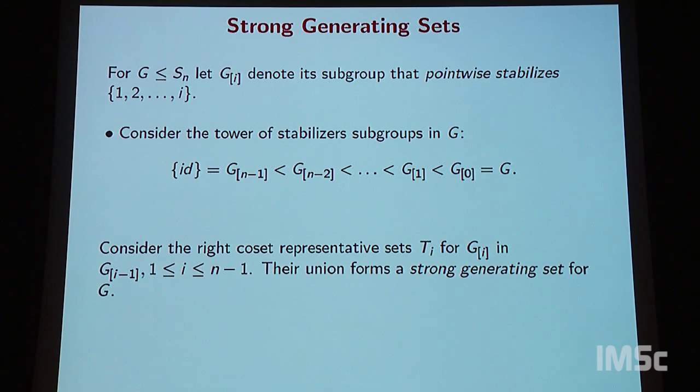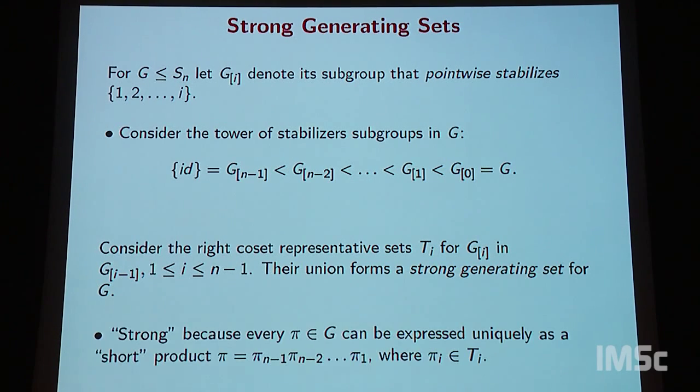And my strong generating set is simply going to be coset representatives of G1 in G, G2 in G1, and so on. I want to collect all these coset representatives and take the union, and that's what I call a strong generating set. So in what sense is it strong? It's because every element of G can be expressed uniquely as a product of one coset representative here multiplied by one coset representative here all the way down.